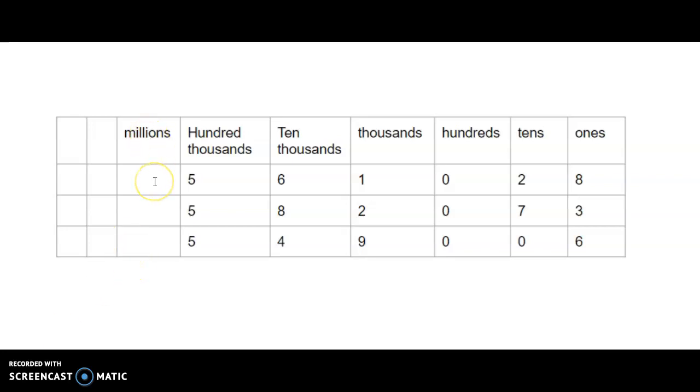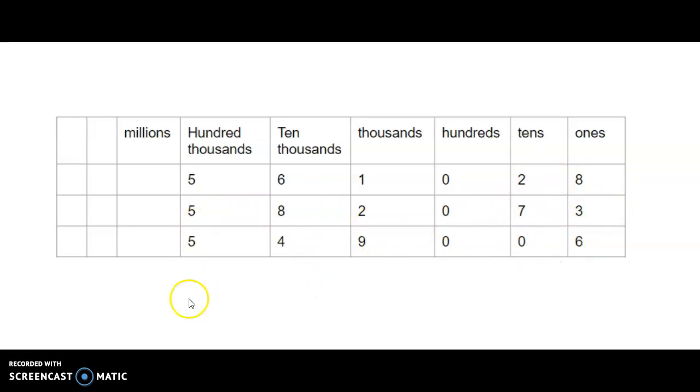So for example, they might give you 561,028, 582,073, 549,006. So they give you those numbers, and what you do is you write them inside your place value chart. You could even draw lines going across to make rows so that you can see the difference between all of them. Then the first thing that you do is you look to see that they all have the same amount of numbers. So this one has 1, 2, 3, 4, 5, 6 numbers. This one has 6 numbers. This one has 6 numbers.